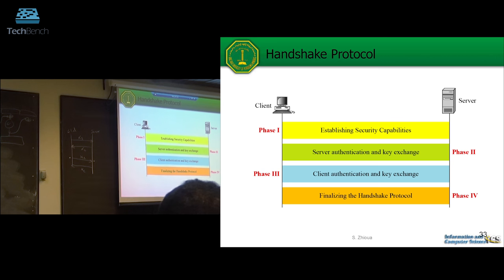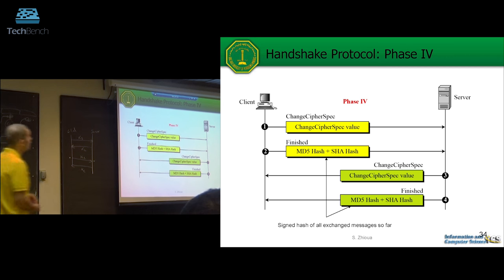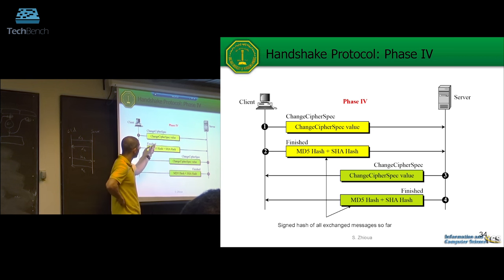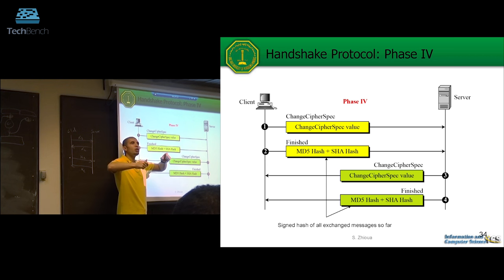Now the last phase, which is finalizing the handshake protocol, the finalization. Basically, we will send a packet called the change cipher spec value. We're going to see it in a couple of slides. With change cipher spec, basically you just turn the encryption on. Basically, it is off now, so you cannot use the keys to encrypt, etc. And when you send this packet, you turn it on. So basically you can send data using the symmetric key protocol. I'll give you more detail about this.